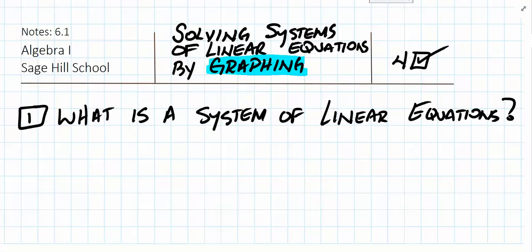Chapter 6, new section. In this lesson, we're going to talk about how to solve a system of linear equations only by graphing. I'm going to show you how to do it in the calculator as well, so that you have a pretty good understanding of how this works.